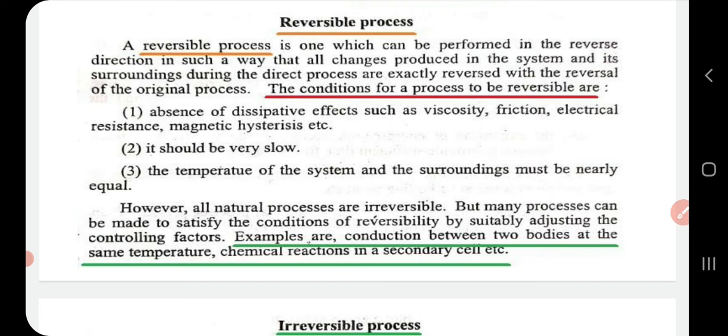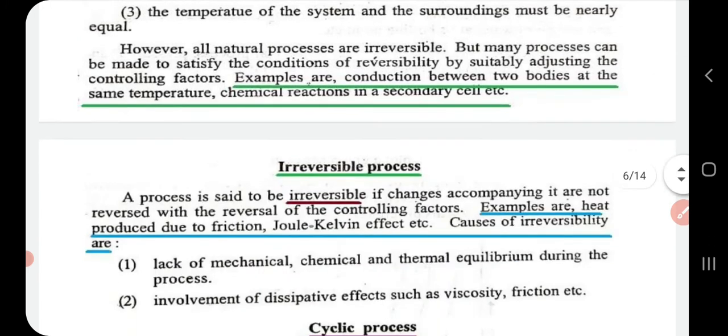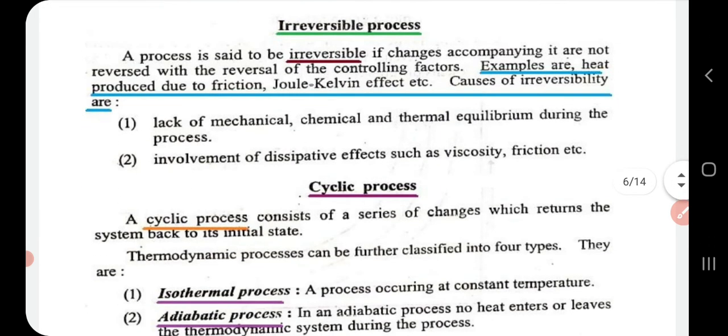Now, some examples of reversible processes are conduction between two bodies at the same temperature, chemical reactions in a secondary cell, etc. Now, irreversible process. A process is said to be irreversible if the changes accompanying it are not reversed with reversal of controlling factors. Examples: heat produced due to friction, Joule-Kelvin effect, etc.